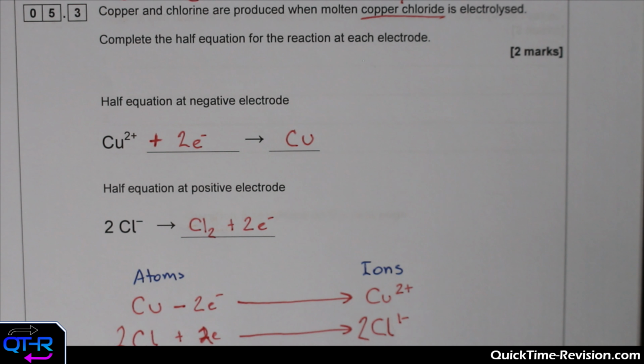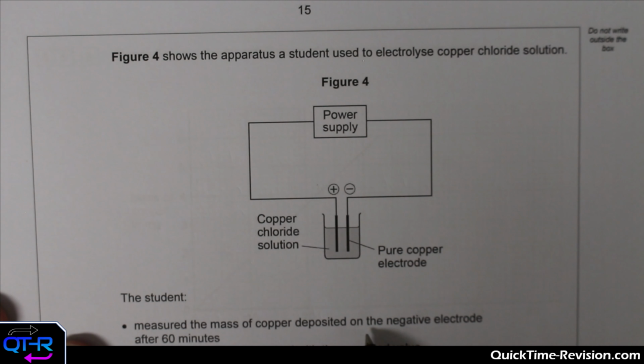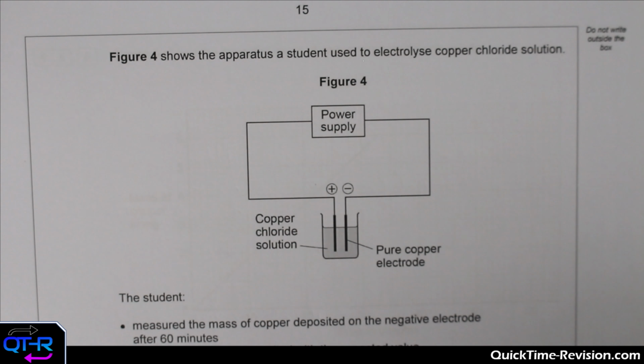Now let's move on to question 5.4. Figure 4 shows the apparatus a student used to electrolyze copper chloride solution. So you've got your power supply, your 2 electrodes, your positive electrode, your negative electrode. Copper chloride solution is over here, and the electrodes are made of pure copper. The student measured the mass of copper deposit on the negative electrode after 60 minutes. Compare the mass deposit with the expected value. Suggest 2 reasons why the mass deposit was different from the expected value.